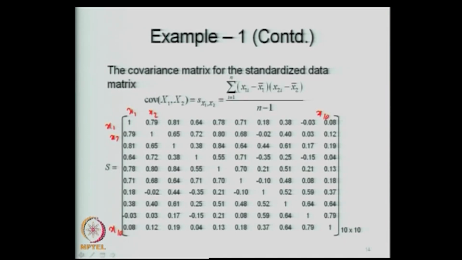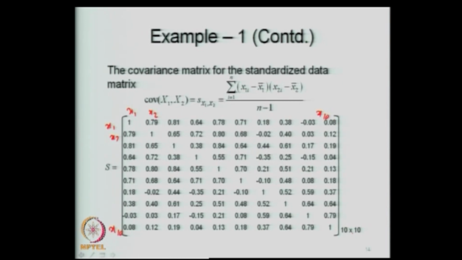So, this covariance is x 1 to x 2. Let us say I want to compute the covariance between x 1 and x 2. It is given by the sum of x 1 i minus x 1 bar, times x 2 i minus x 2 bar, where i is equal to 1 to n, divided by n minus 1. n is 19 in this case. So, like this you form a 10 by 10 matrix. So, x 1 to x 10, similarly x 10 to x 10. So, you get a 10 by 10 square matrix, and for this square matrix we now obtain the eigenvalues and the eigenvectors.